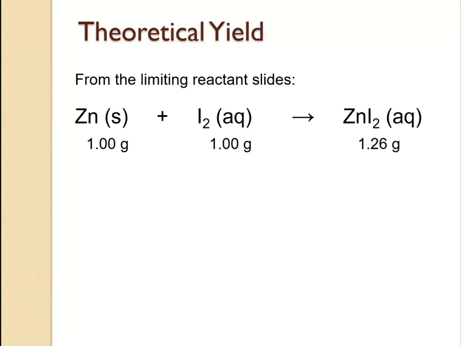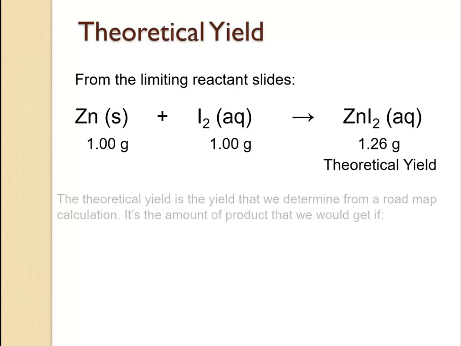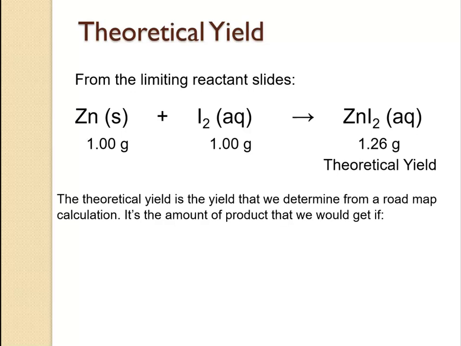I called it expected yield at the time because I didn't want to really take the time to go into detail as to why we call it theoretical yield, and the actual technical official term for what I was calling expected yield in that presentation is called theoretical yield. And why do we call it the theoretical yield? Well, we call it the theoretical yield because it's the amount that we determine from a roadmap 2 calculation.